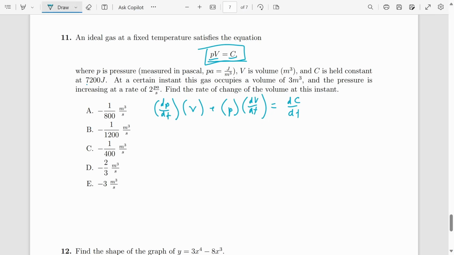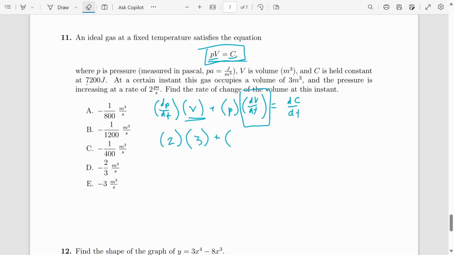And just to make sure that we have everything else here, let's run through all of the other variables and make sure we're at least provided with them, or we can figure out what they should be. So dP over dt, that's the rate at which the pressure is changing, it gives us that right here, changing at a rate of 2 Pascal per second. So let's actually start building this formula. Let's put 2 there. V, that is the volume at this instant. It also gives us that. At this instant, it's going to be 3 cubic meters. So let's put a 3 there.